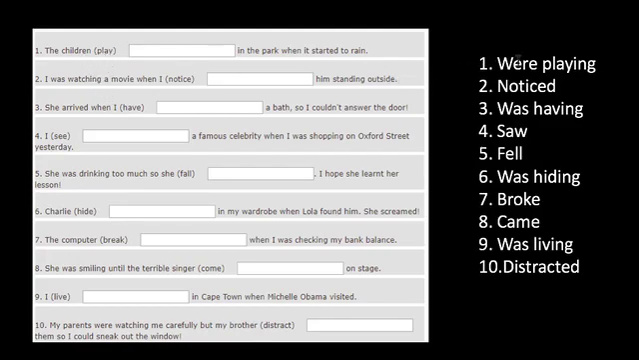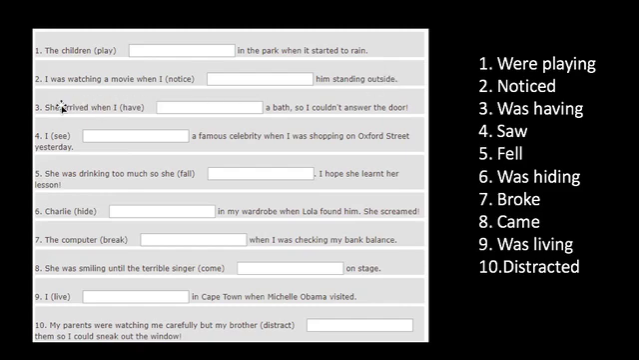So the correct answer was "were playing." The children were playing in the park when it started to rain. Why? Because here we have the simple past, so the other word is with past continuous. So number 2, I was watching, here's the past continuous: I was watching a movie when I noticed him standing outside.